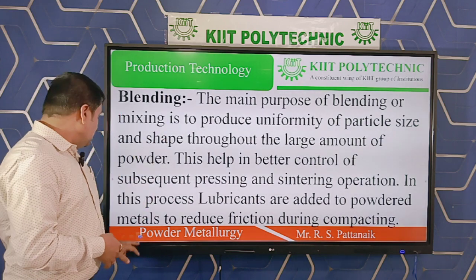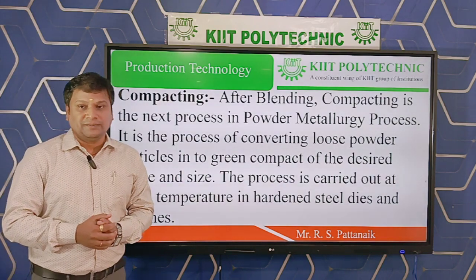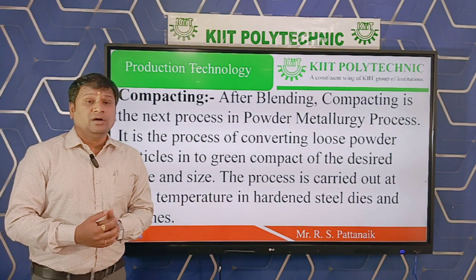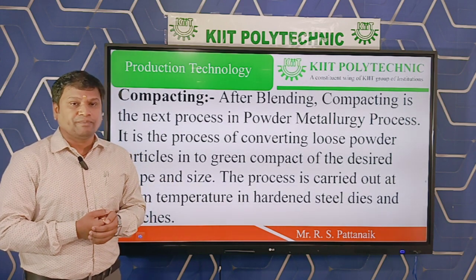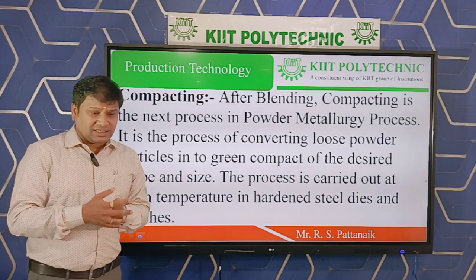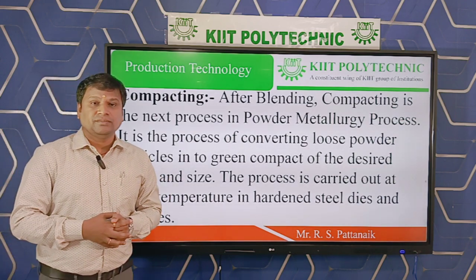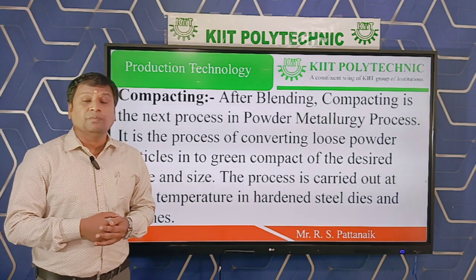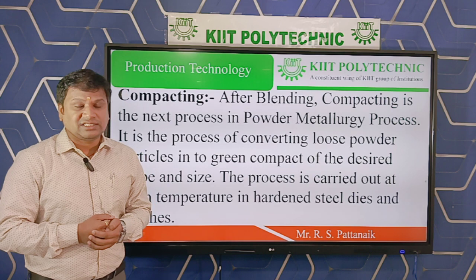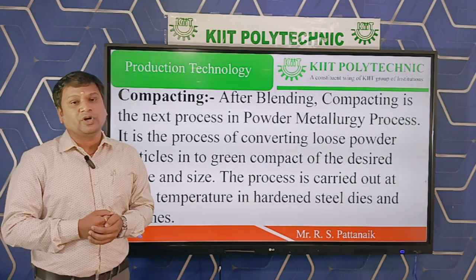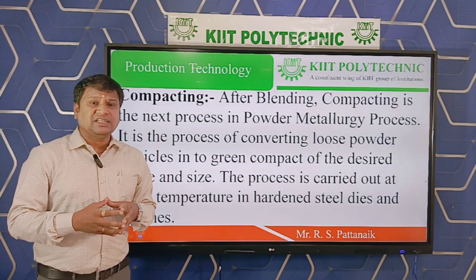Okay, so the next step is compacting, also called briquetting. In this step, the blended metal powders are compacted or compressed in a steel die of the desired shape of the parts to be produced.